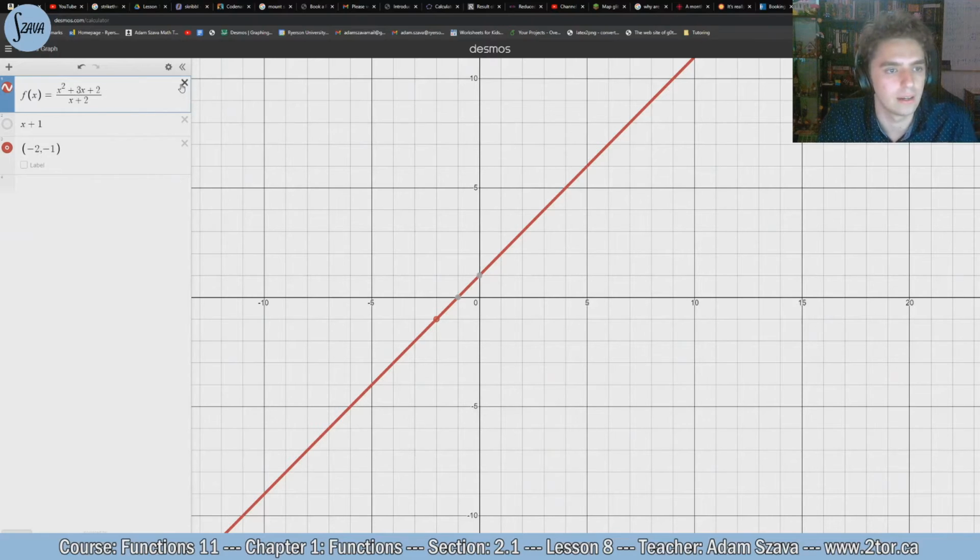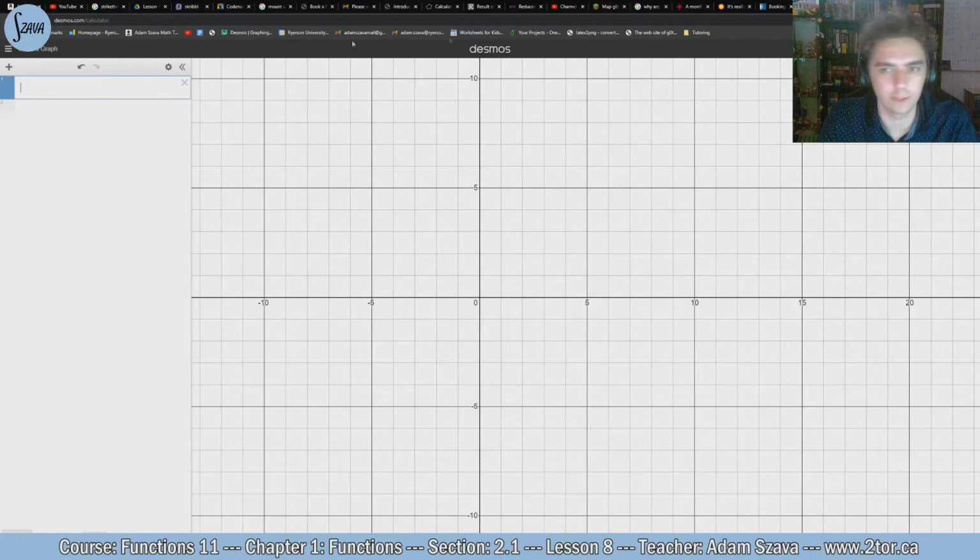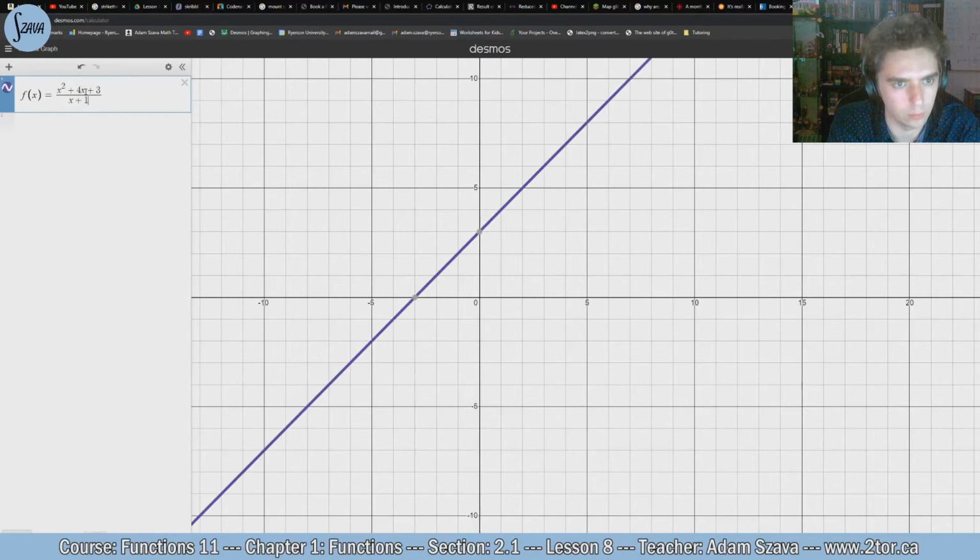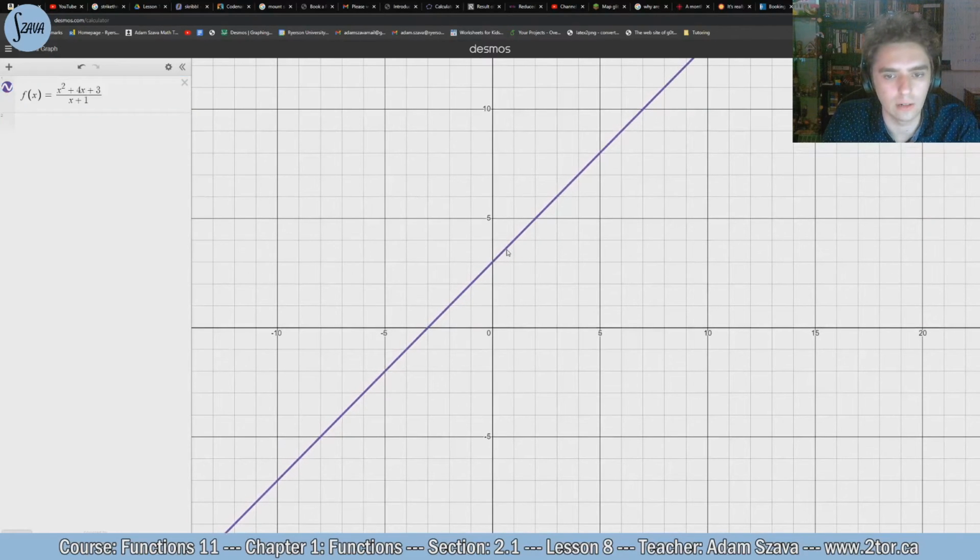So let's graph that here. First of all, I'm going to graph our original function f of x, which was x squared plus 4x plus 3 over x plus 1. Okay, so that is our function. Notice that everything's good except when x equals -1. And then we have a hole there. It's undefined. You see how Desmos says undefined? Because f of -1 just doesn't exist, because you'd have a 0 in the denominator.